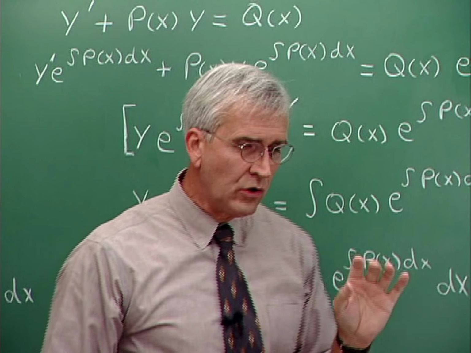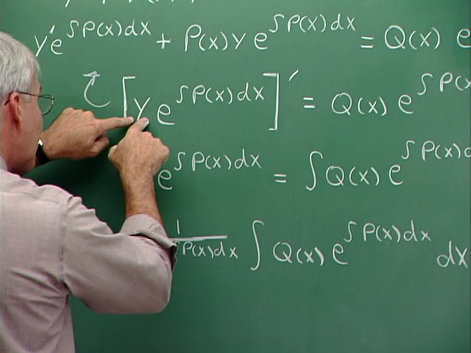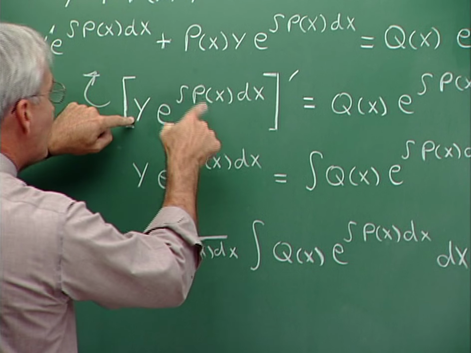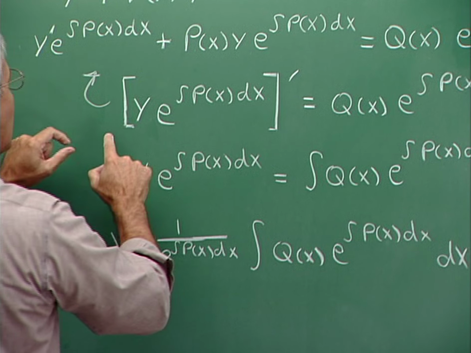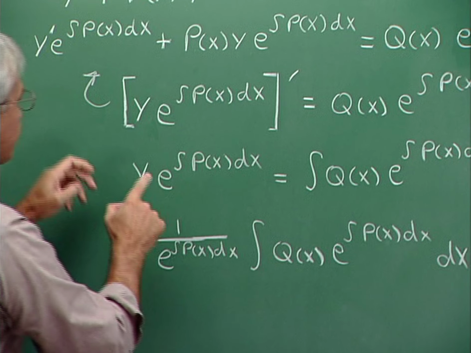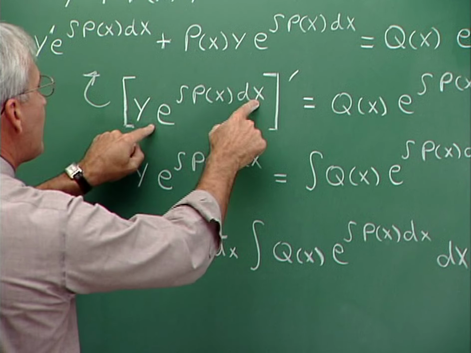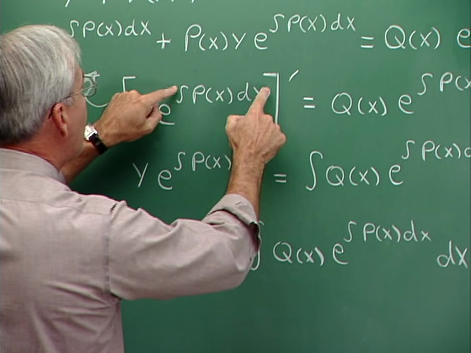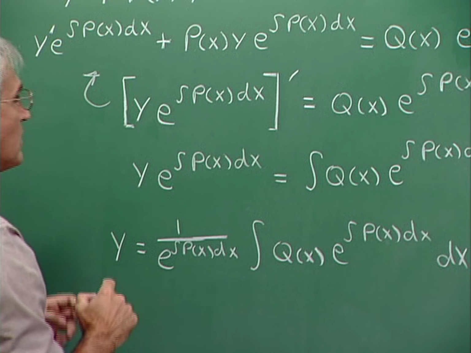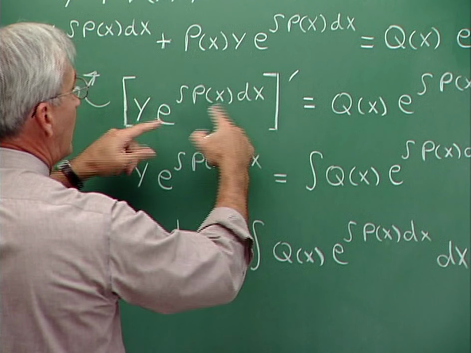You see, the derivative of the product would be, well, let's see, it would be the derivative of this factor times that factor, that's what we have here, then plus this factor times the derivative of that. So it's y times the derivative of this. Well, the derivative of this, you see, it's the e to the u du business. And the derivative of this is p of x. So it's p of x times integrating factor, you see. And that's how we get this.